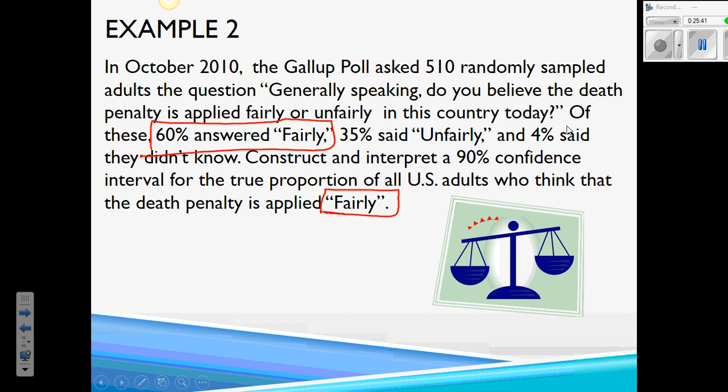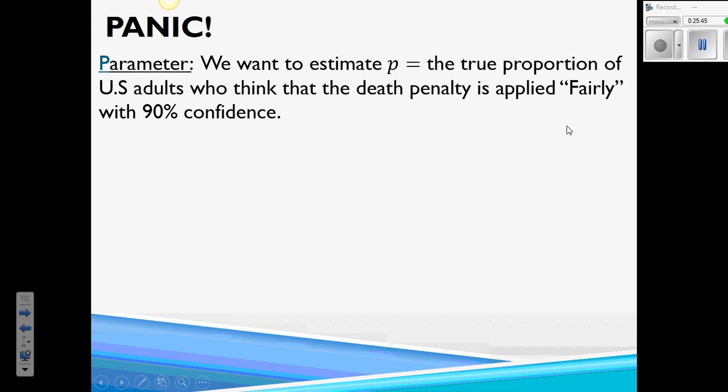All right, time to go over example 2. All right, so let's see what you guys did. Did you guys say that we want to... I actually did put a 10-minute timer on. All right, we want to estimate P, which is equal to the true proportion of U.S. adults who think that the death penalty is applied fairly.